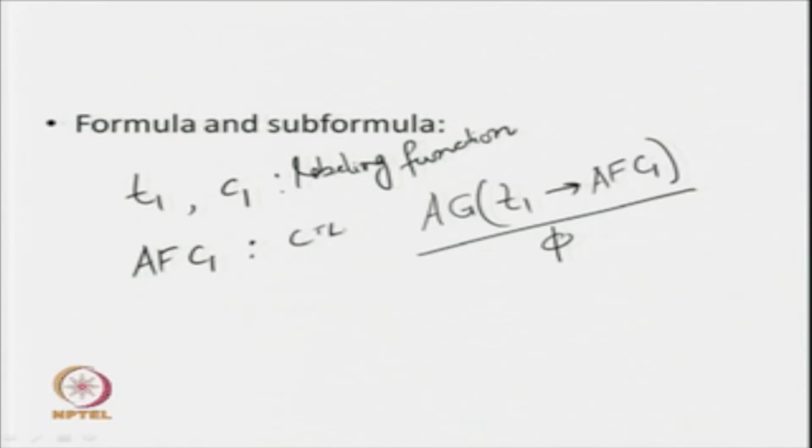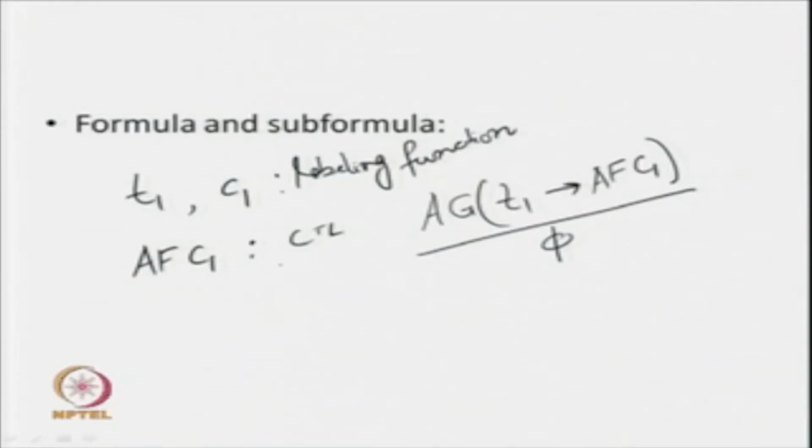Next, what will happen? We have to label all the states with this particular AF C1. Once we know the truth values of this AF C1 in all the states, then only we can go to the next level. So, that is why we are saying that first we have to look at all the sub formulas. Once a particular sub formula is labeled, then we can look at the next one. Since it is a CTL formula, with the help of our algorithm, we can look for the states where this particular formula is true.